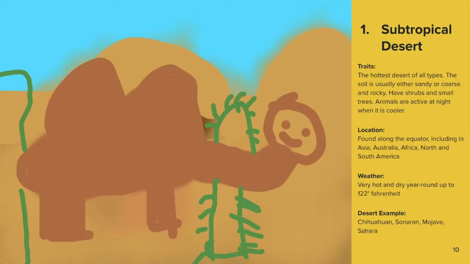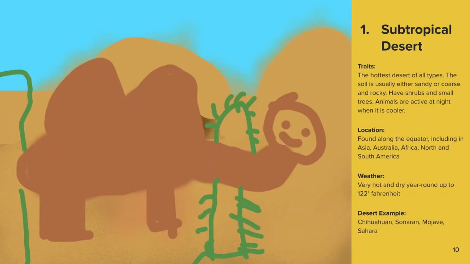Next, the first type of desert is the subtropical desert. Did you know that this is the hottest desert out of all the types? The soil is either sandy or coarse and rocky. They have small shrubs and small trees. I put some cactuses in this picture, and also I put a plant or an animal in every picture I drew. The weather can go up to 122 Fahrenheit year-round.